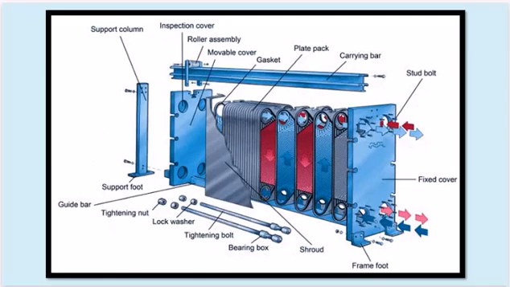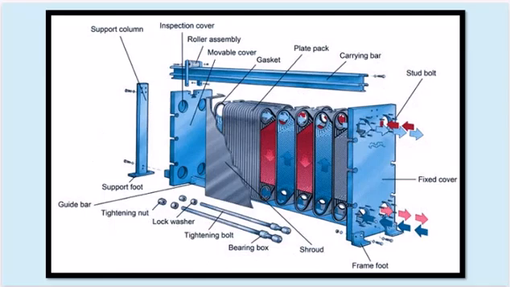The movable cover secures the plate pack and its gasket. The plate pack is the heart of the exchanger, containing the corrugated plates for heat exchange. A gasket seals the spaces between the plates to prevent any mixing of the fluids. The carrying bar supports the entire plate pack. Stud bolts secure the movable cover firmly to the frame.